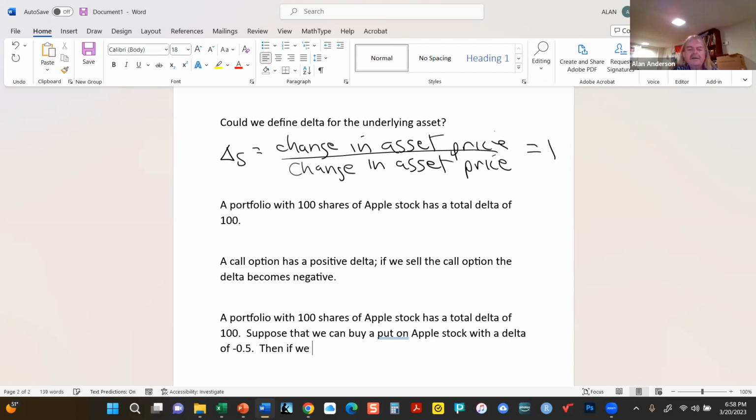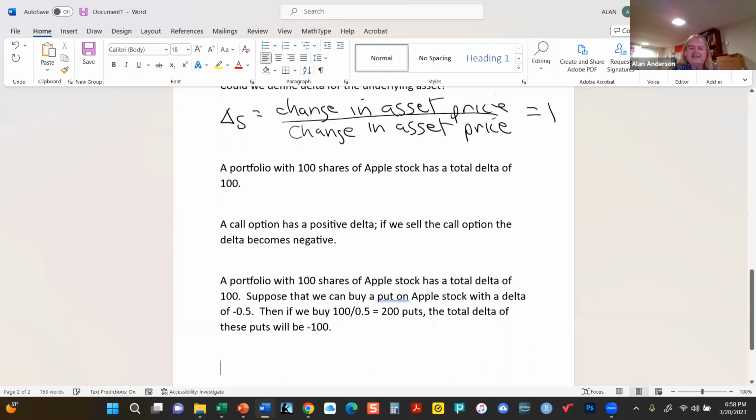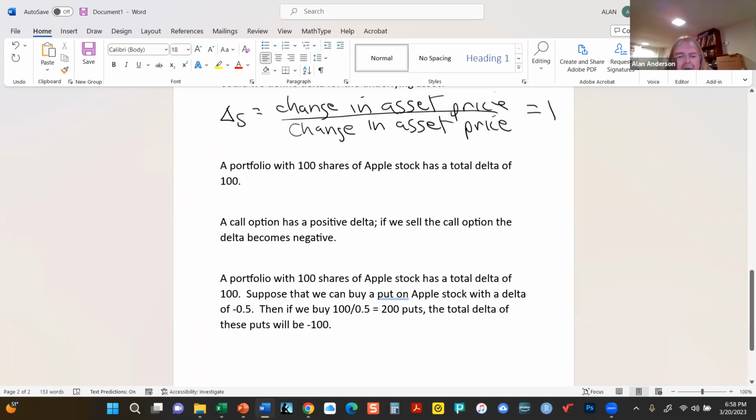Then if we buy 100 over -0.5. Now the negative just means that it's a put, so I'm not actually going to divide by the negative. So the total delta of these puts will be -100. That's the key to the whole thing. We bought 200 puts, each with a delta of -0.5. So therefore, we have a total delta of -100.